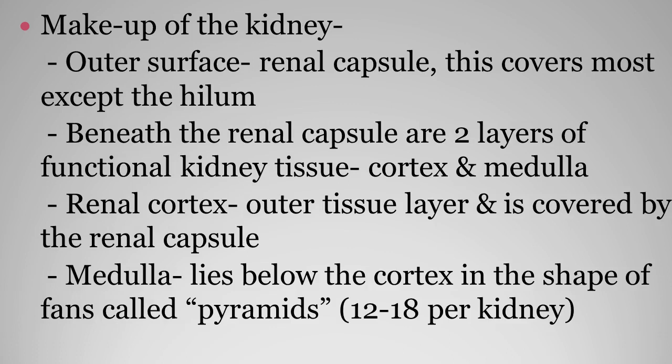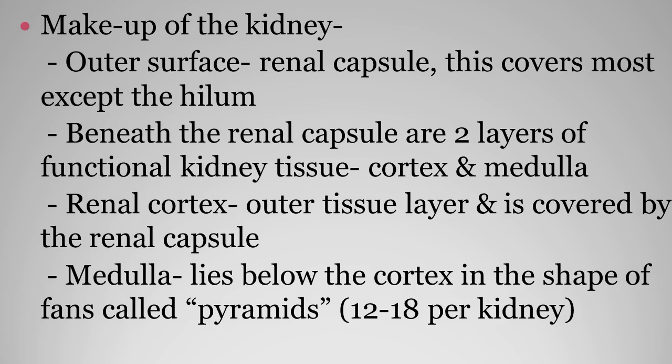When we look at the kidney, the outer surface has that renal capsule, and this covers most except the hilum. Beneath the renal capsule are 2 layers of functional kidney tissue, and these terms are probably quite familiar to you because we talked about the cortex and the medulla with the adrenal glands, but the kidneys also have structures of a cortex and a medulla. The renal cortex is that outer tissue layer, and that's what's covered by the renal capsule.